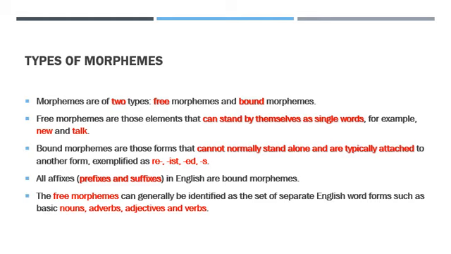We can say that all prefixes and suffixes are bound morphemes, and all other words attached by prefixes and suffixes are going to be called the free morphemes. All affixes, you see, prefixes and suffixes in English are bound morphemes. The free morphemes can generally be identified as the set of separate English word forms, such as basics.